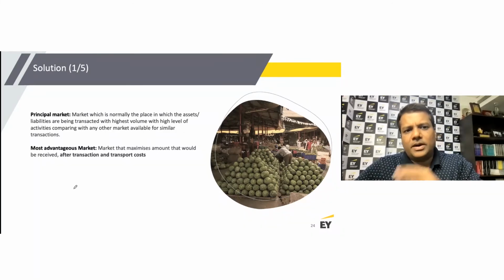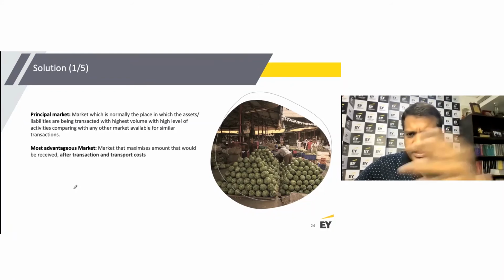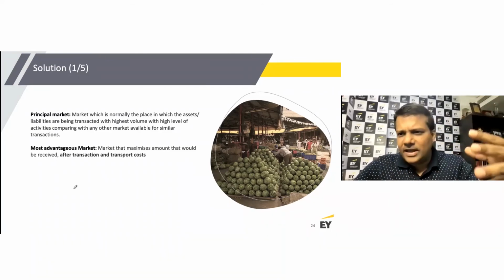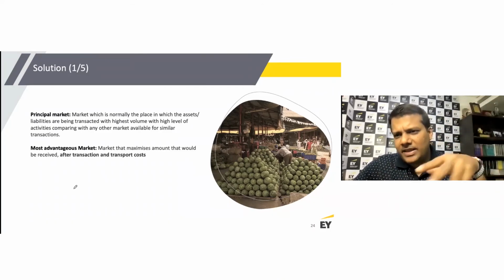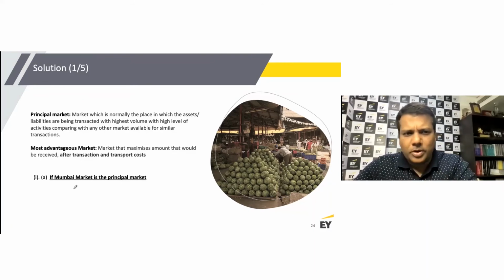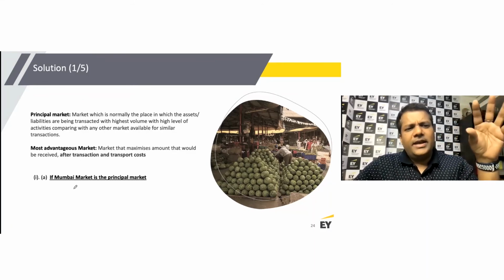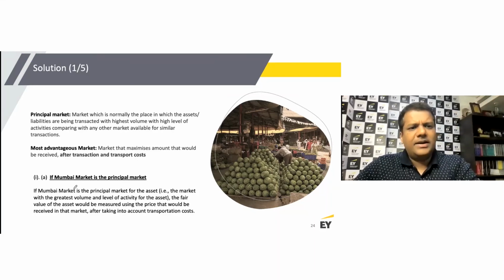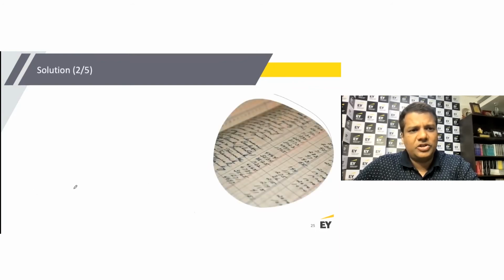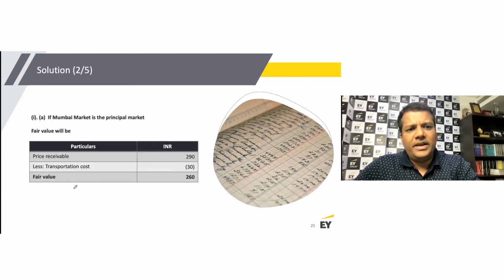Most advantageous market maximizes the amount that would be received after transaction and transport. Again, while you're drafting the answer, you should also try and explain the principles. Just don't jump onto the answer. So if the Mumbai market is the principal market, the fair value of the asset would be measured using the price that would be received to sell the asset, after taking into account the transportation cost, which is how much fair value will be.